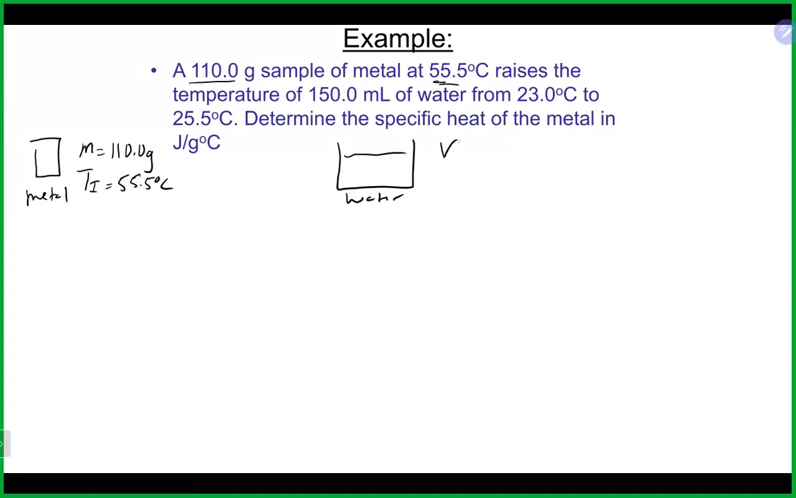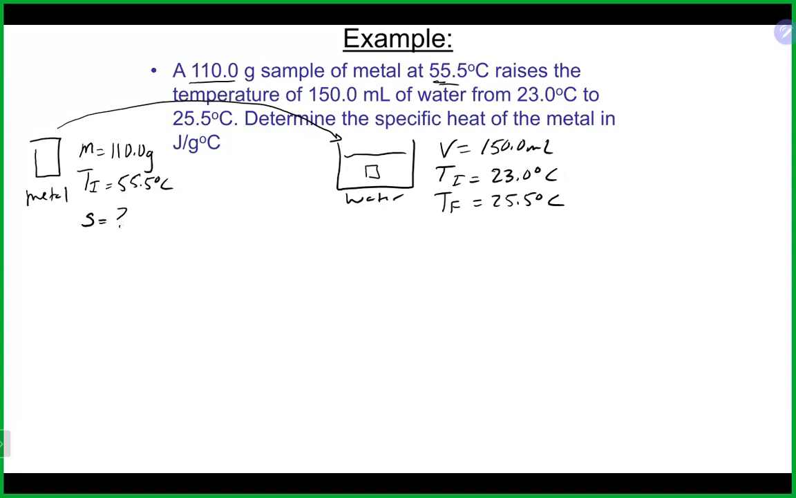And for our water, we have a volume of 150 milliliters. We have an initial temperature of our water, which is 23.0 degrees Celsius. When the metal obviously goes for a swim there, the temperature here will rise to 25.5 degrees Celsius. We're looking for the specific heat capacity of our metal. In terms of the water, we always know the specific heat capacity of liquid water. That's that 4.184 number. So we already know this guy.